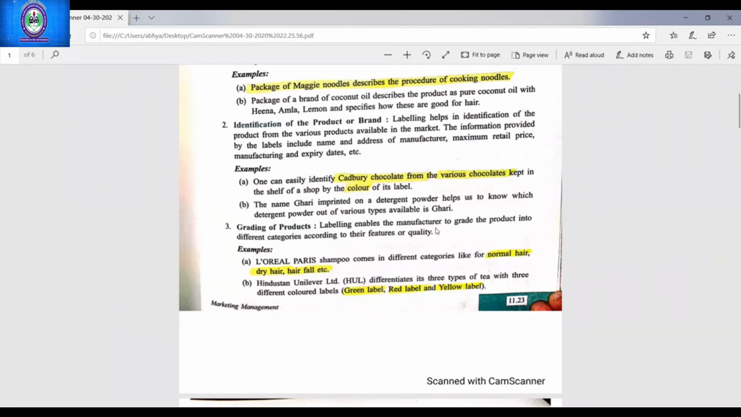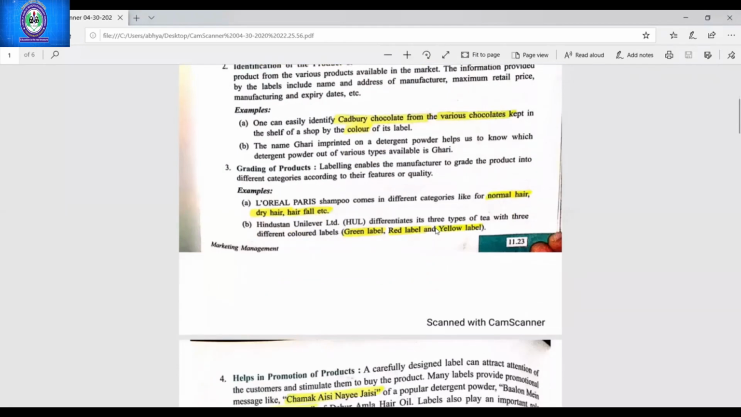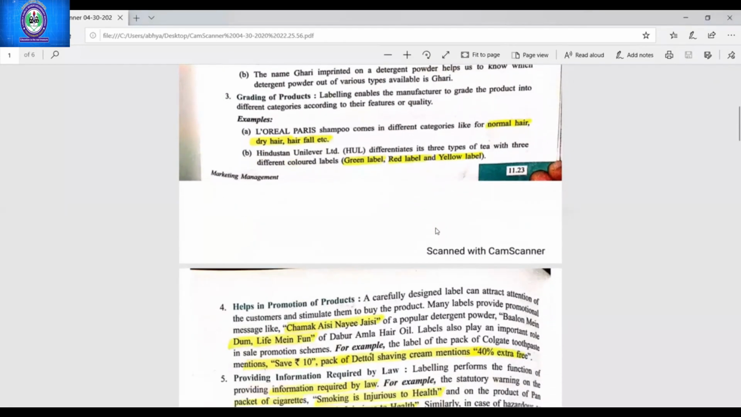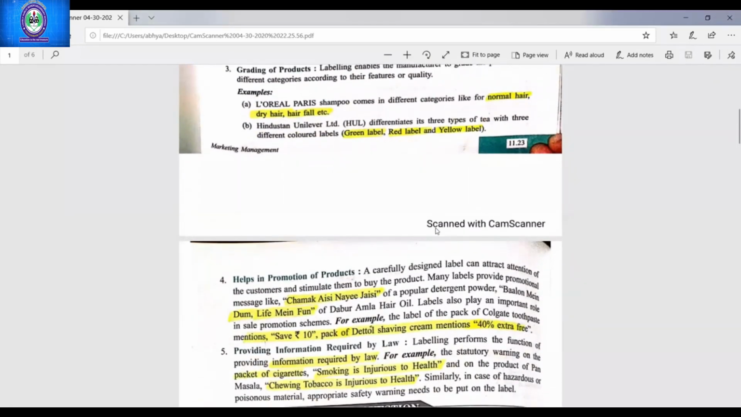So different types of tea are there, and how are you going to differentiate one grade of tea from the other grade just by reading the label or by the color of the label? So it also provides the grading of the product, meaning classifying the product. Next, it helps in promotion. Promotion and identification. These two functions you have to write in all the three important decisions.